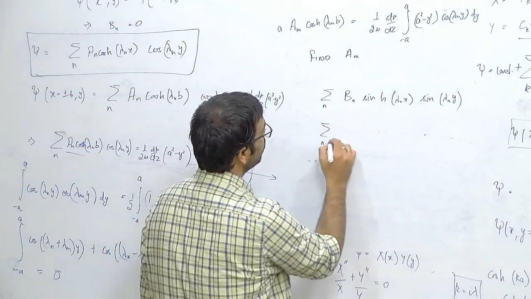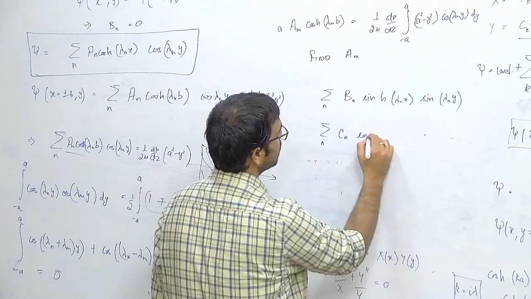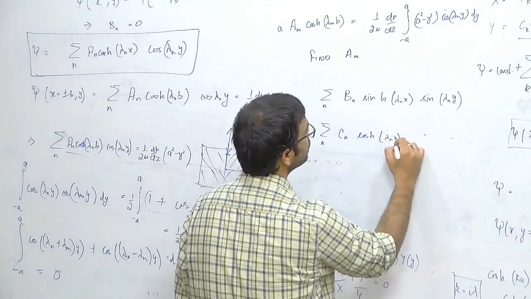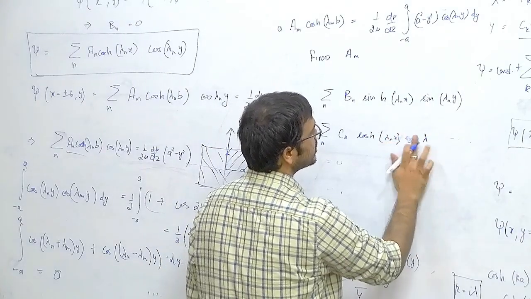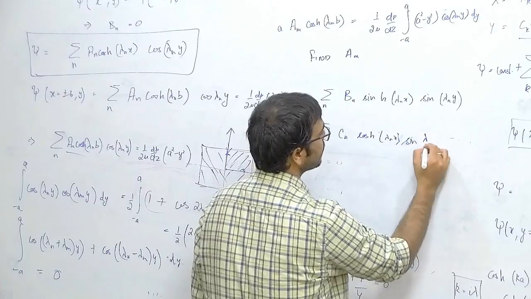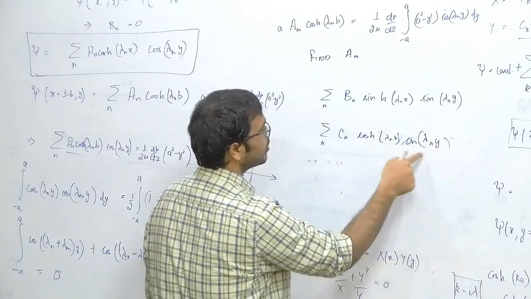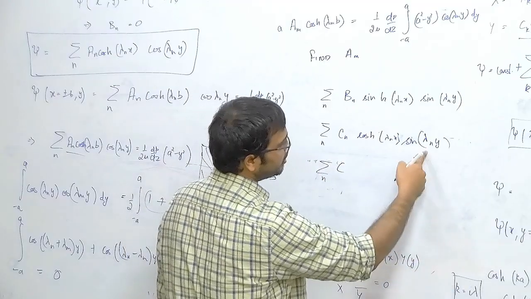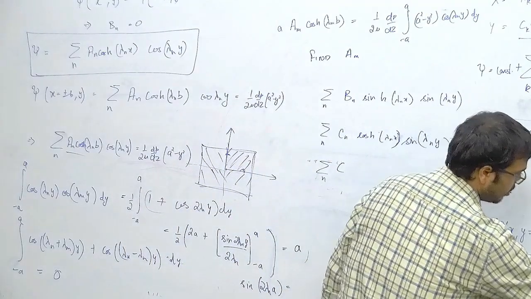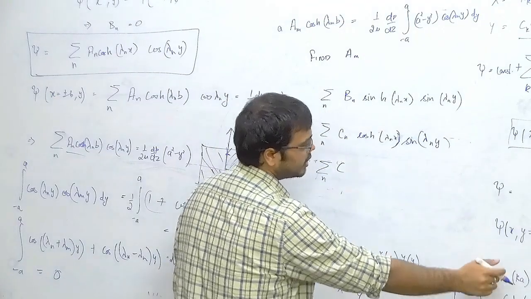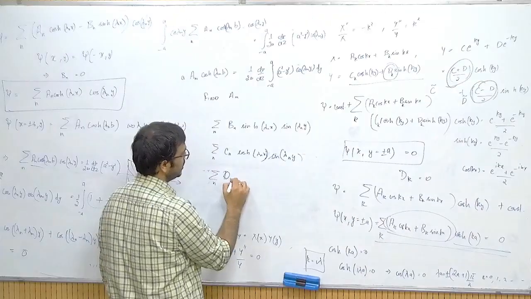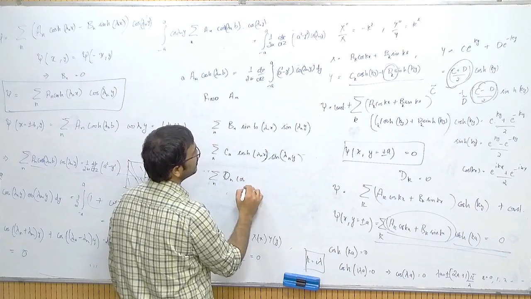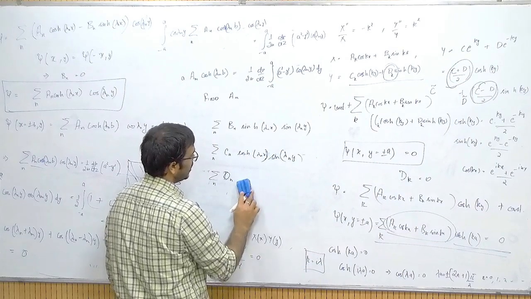Similarly, you can formulate any type of solutions based on the situation. You can cross multiply them, and the lambda n's will be different. They were the same in this particular boundary condition case, but they can be different, and so you can have sinh here.